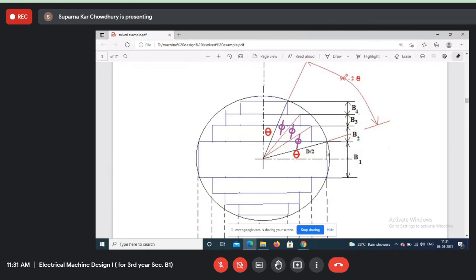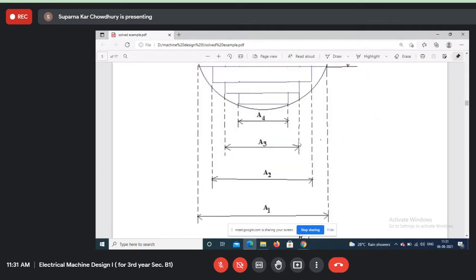So if we want that this distance and this distance should be equal, then this angle and this angle should be equal. So this 90 degree minus this angle theta, this angle theta. So what remains here, 90 minus theta, is divided equally. That is, for a 4-step core, now we require 3 sections. So 90 minus twice theta by n minus 1.